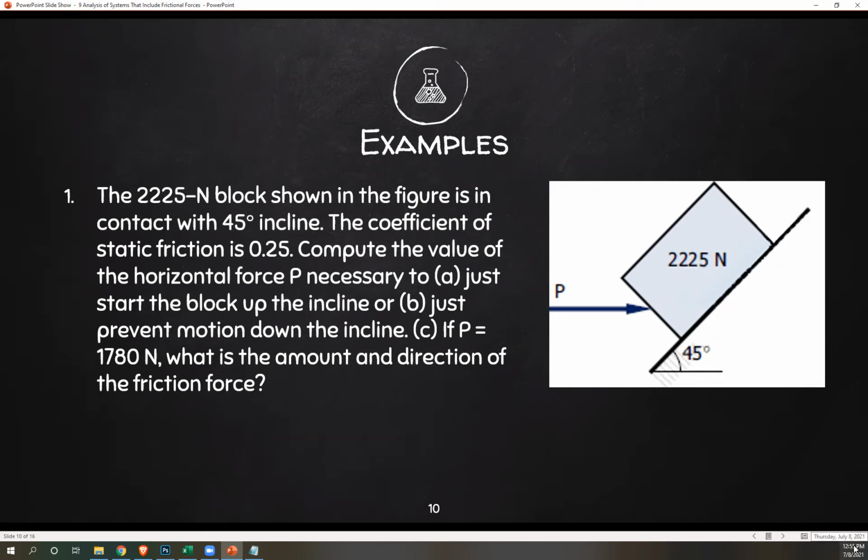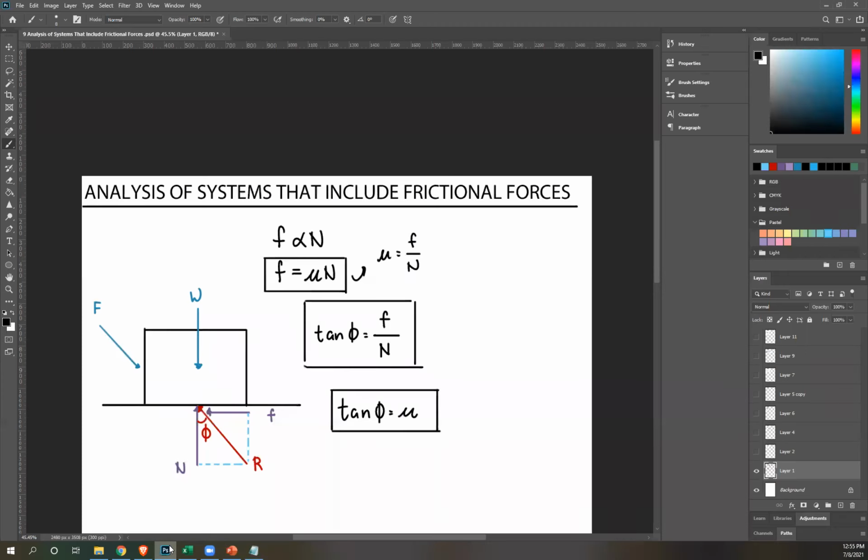The 2,225 N block shown in the figure is in contact with a 45-degree incline. The coefficient of static friction is 0.25. Compute the value of the horizontal force P necessary to, letter A, just start the block up the incline, so impending motion up the incline. Letter B, just prevent motion down the incline. And letter C, if P is 1,780 N, what is the amount and direction of the friction? So we're looking for three things. Let's focus on A: how much force is needed to start the block up the incline, or to make impending motion up the incline.